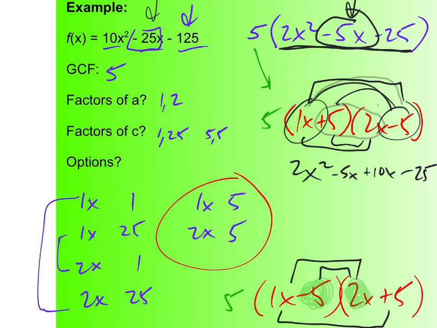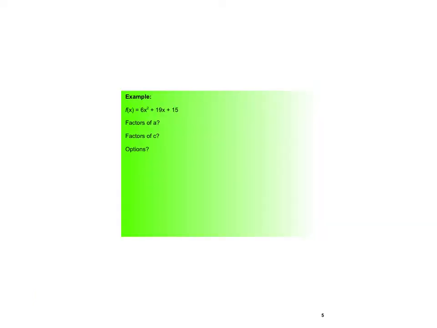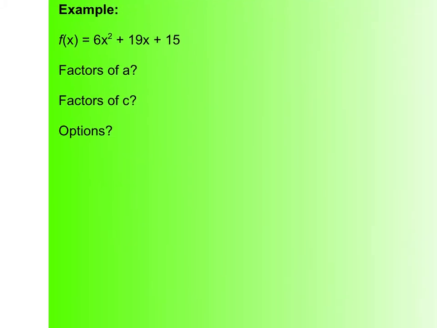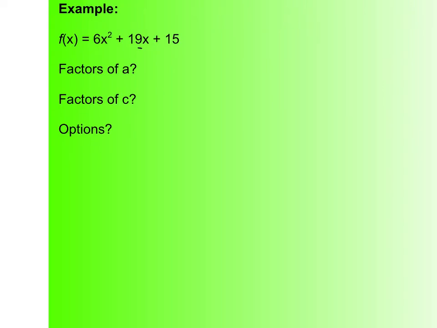And we'll continue looking at that if that seems a little confusing right now. So another example here, factors of A. In this case, we don't have anything, 19's prime, so we can't factor anything out here. But our factors of A are now 1 and 6, and then 2 and 3. Our factors of C would be 1 and 15, and then 3 and 5.